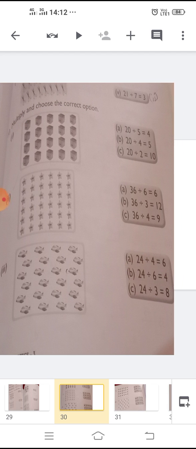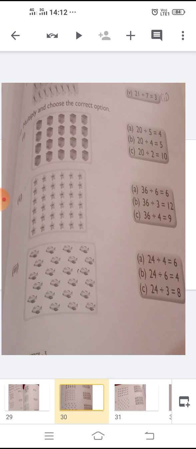Same you can do with both the parts. Second and third you will choose on your own. You will see how we are using the division and multiplication fact, and out of these three options you have to choose the correct option. You have to use first multiplication fact.